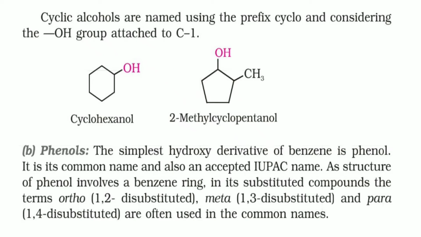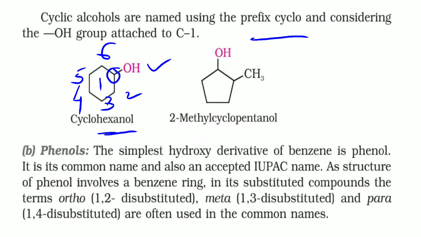When cyclic alcohols are present, their names use the prefix cyclo. Here in this case you can see the carbon by which the OH group is attached is 1, then 2, 3, 4, 5 and 6. So it is hexanol, with OH attached, 6 carbons. It is cyclic, so it is cyclohexanol.